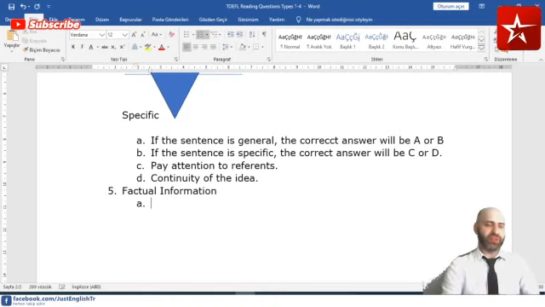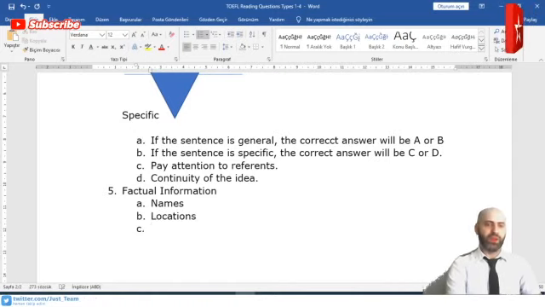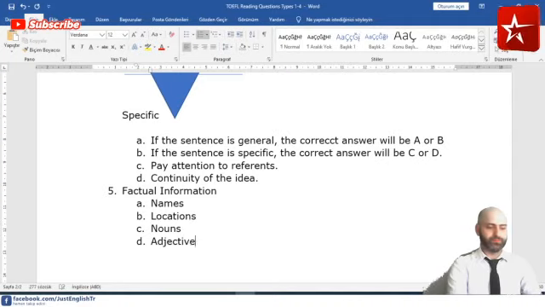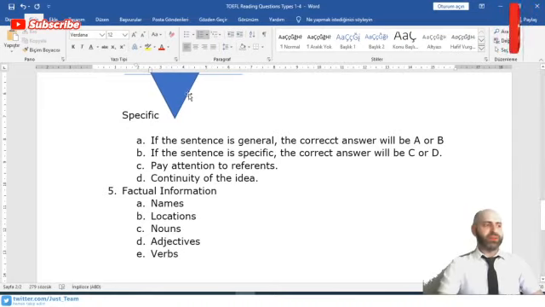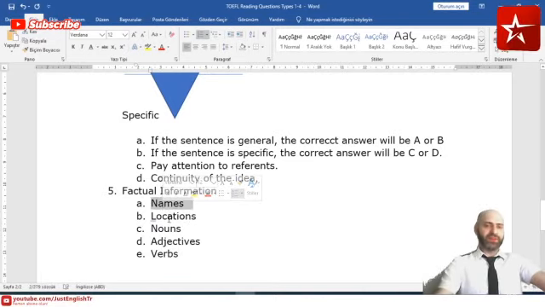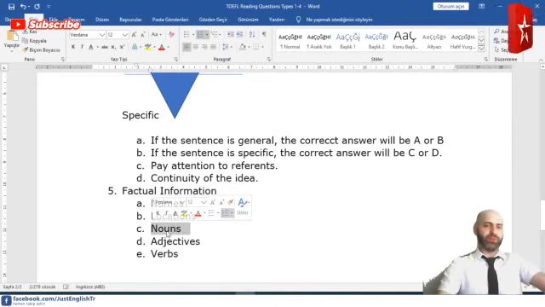Usually, factual information is about names, or it can be about locations, it can be about nouns, adjectives, or verbs. What I mean is that maybe they ask you about a professor, so it's the name. Or maybe they ask you something about a city, so it's a location. Or maybe they ask you about some object, it will be about a noun.